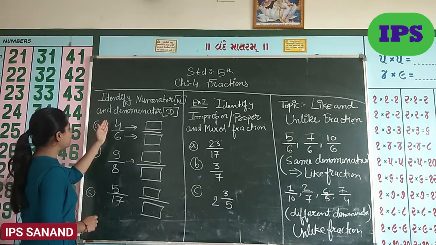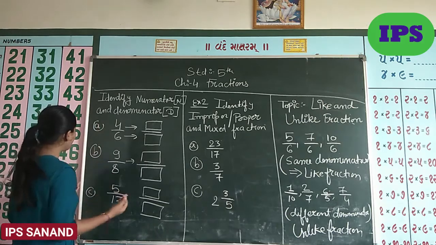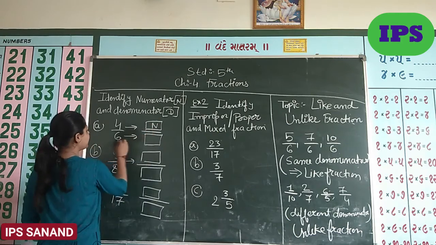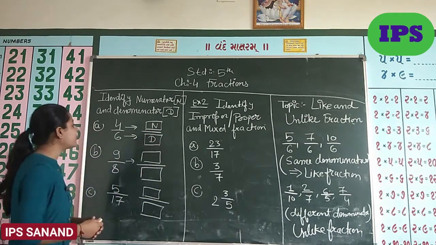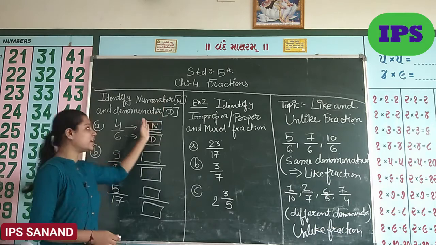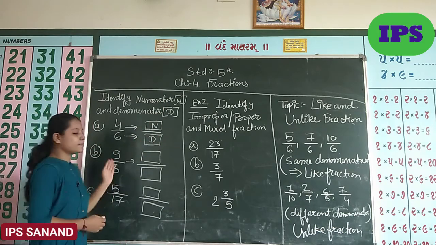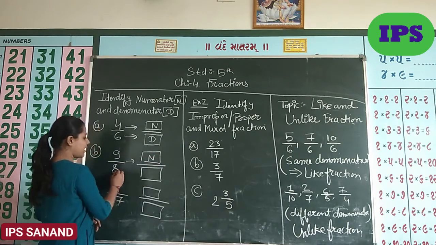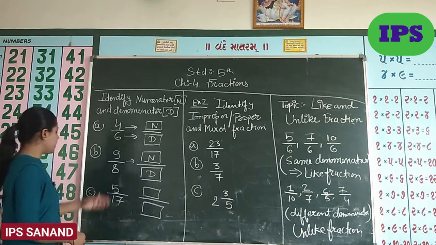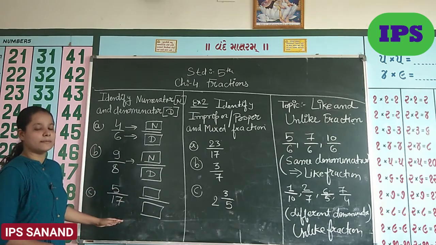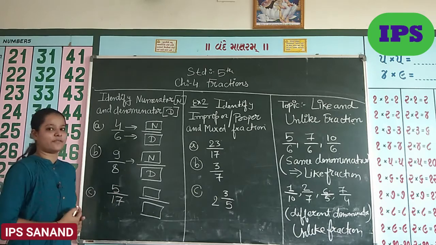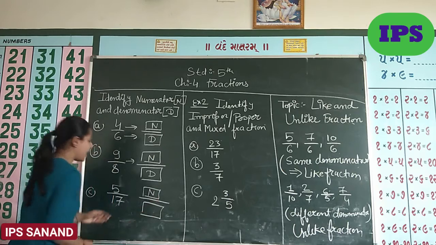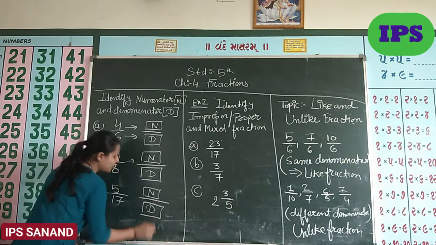I have written 4 by 6 or you can say 4 upon 6. Here 4 is numerator and 6 is denominator. You have to simply put N for numerator and D for denominator. Now B, 9 by 8. So 9 is numerator and 8 is denominator. Now C question, 5 by 17. Here what is 5? I will give you 1 second. Yes, 5 is numerator and 17 is denominator.